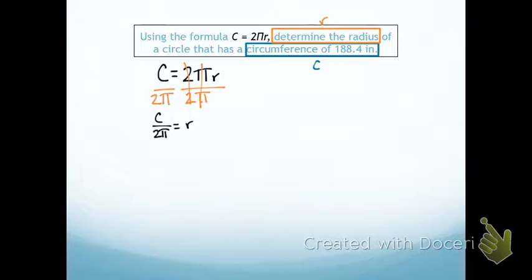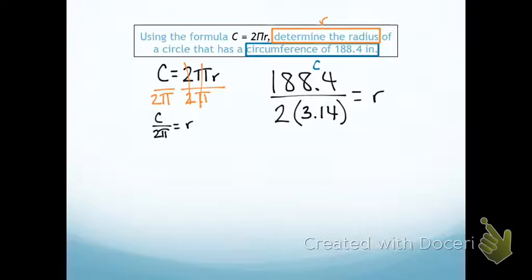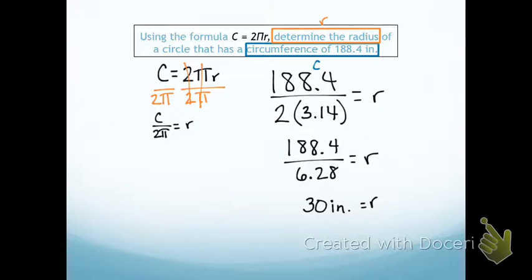And again, what that allows us to do is substitute 188.4 in for C, and then convert pi into 3.14. And now we have a simple problem where we're going to multiply 2 times 3.14 in the denominator, and you would get 188.4 over 6.28. And then we would do a division problem, and you would get 30 inches. And we know it's inches because the circumference is measured in inches.